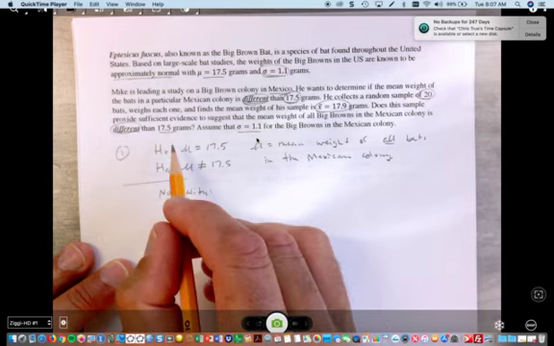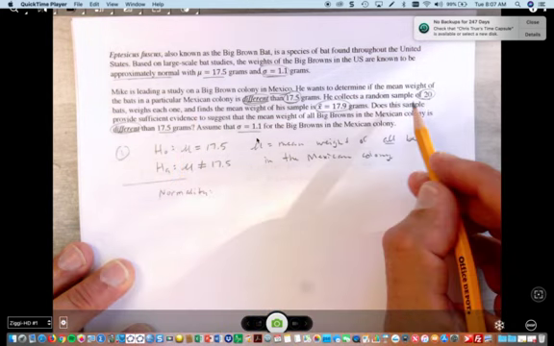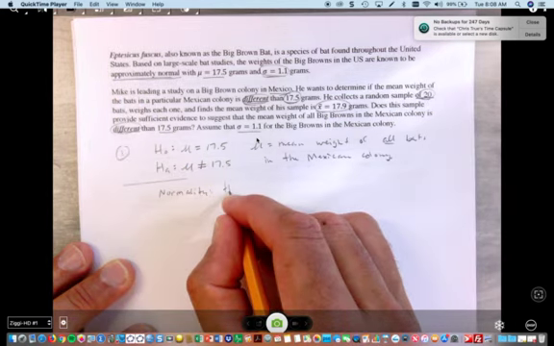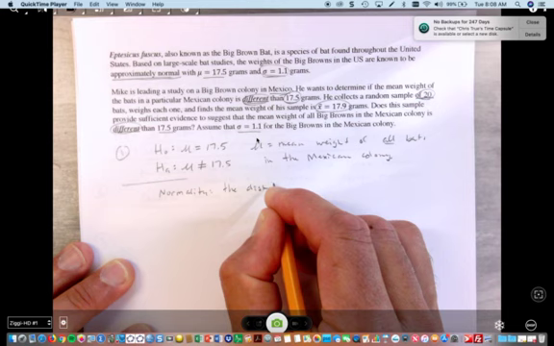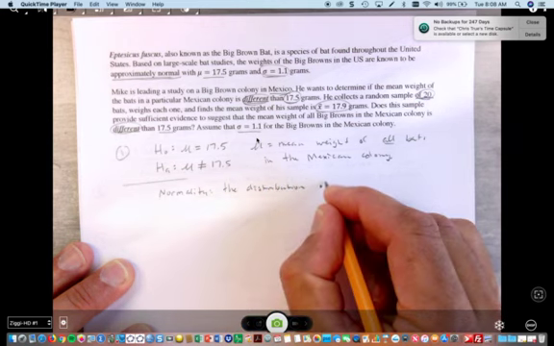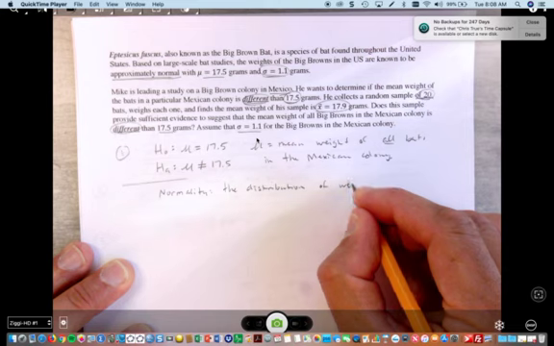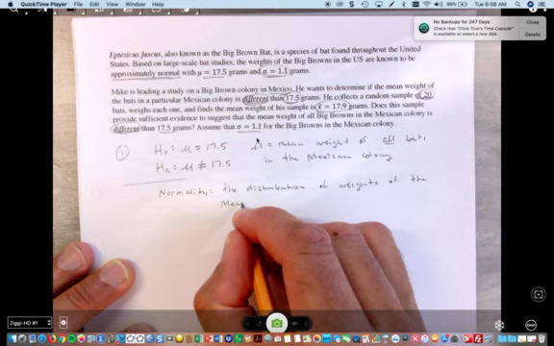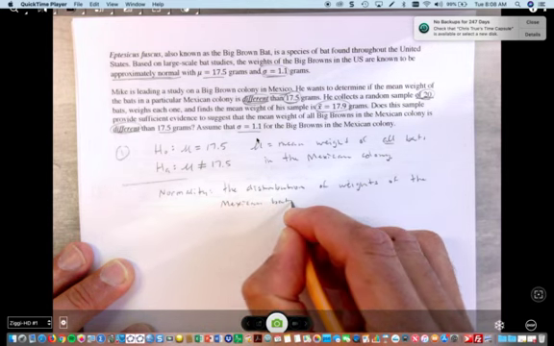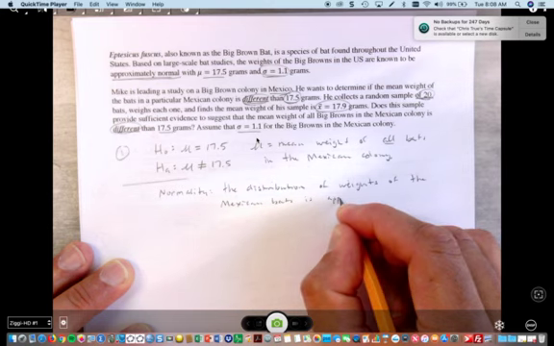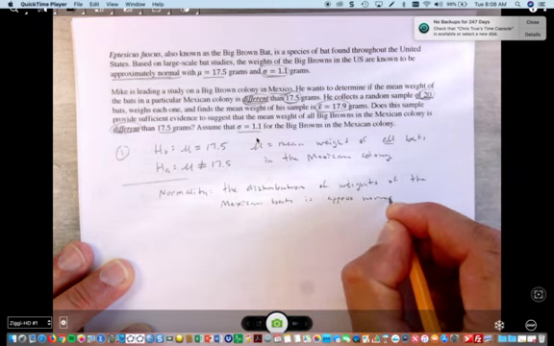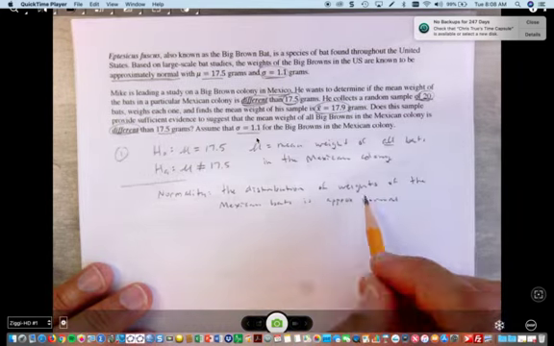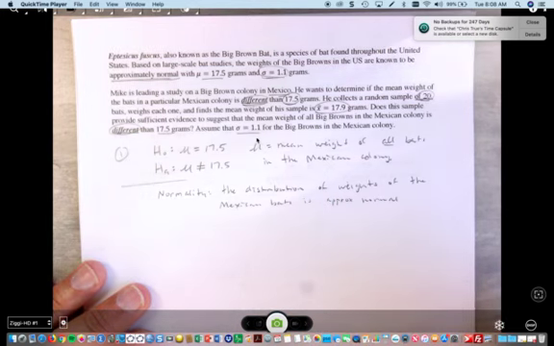Okay. For the normality on this one, again, we've got a sample size of only 20, right? But we're told that the distribution is approximately normal. So the distribution of weights of the Mexican bats is approximately normal. All right, and again, if we weren't given that information, we would need to have a bigger sample size. We need to have at least 30.